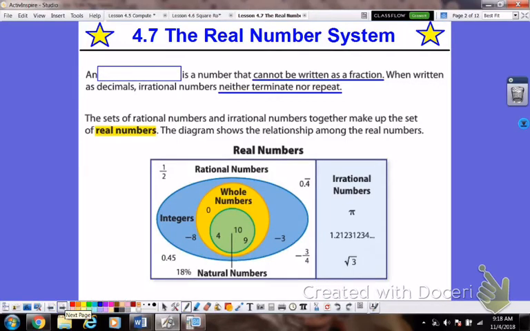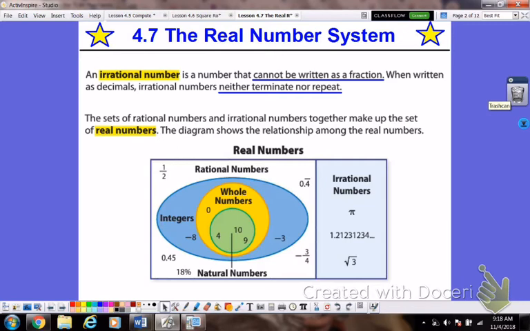Last section for chapter 4, the real number system. Now a lot of this should be a review for you. We talked about our real numbers last chapter. The only thing we're really adding is our first vocab word here. An irrational number is a number that cannot be written as a fraction. So rational numbers can be written as fractions, irrationals cannot.